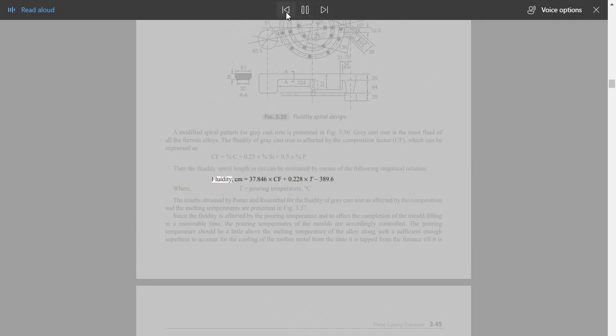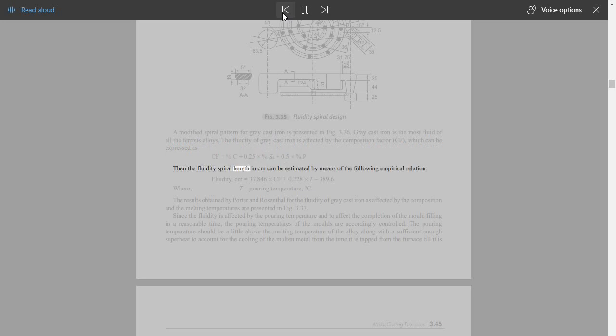Then the fluidity. A modified spiral pattern for gray cast iron is presented in Fig. 3.36. Gray cast iron is the most fluid of all the ferrous alloys. The fluidity of gray cast iron is affected by the composition factor CF, which can be expressed as CF equals %C plus 0.25 %Si plus 0.50 %P.